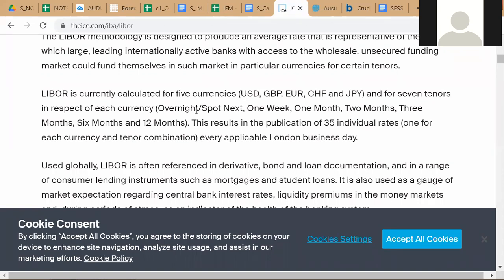Overnight, spot next, 1 week, and so on, 1, 2, 3, 4, 5, 6, and 7. So these are the different maturities. Because LIBOR is an interest rate, for any interest rate you always have to know what maturity it applies to. If you look at HDFC Bank fixed deposit rates, 3-month rates are unlikely to be the same as 6-month, 9-month and 12-month rates. So always look at the period for which it applies.